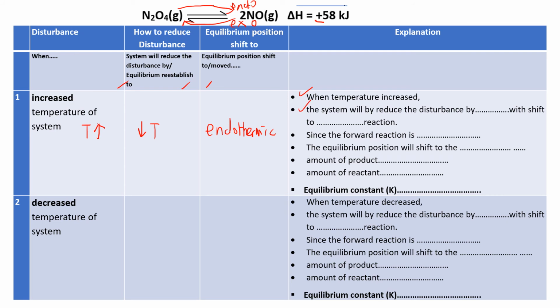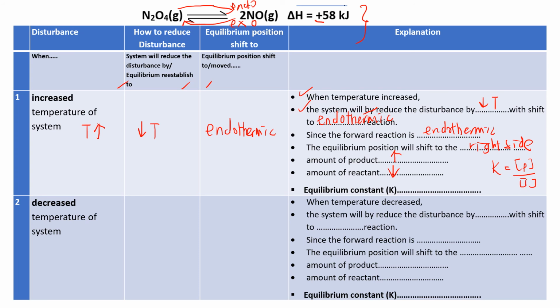The system will reduce the disturbance by decrease the temperature, which is a shift to the endothermic reaction. Okay, this is the second sentence. Now we check the equation back. So according to the equation, since the forward reaction is endothermic, so equilibrium position will shift to the right side. So once they shift to the right side, right, so amount of product will increase, amount of reactant will decrease. So you can predict the K by using the K equals to product over reactant.